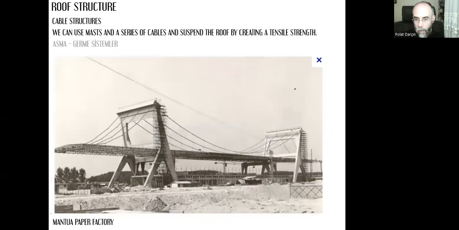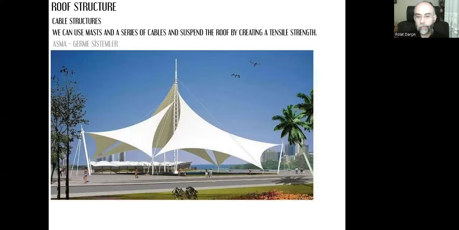However, in this example, they first created the roof. The roof is suspended to these posts, large posts with these cables, and underneath the roof surface, they placed the whole factory building. They first constructed the roof and then constructed the building underneath the roof.